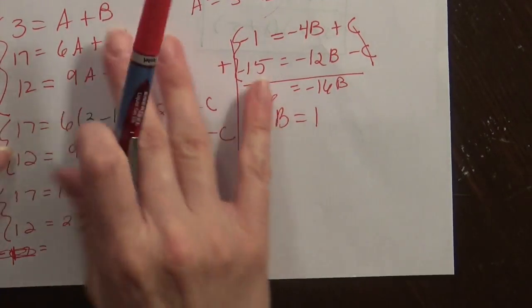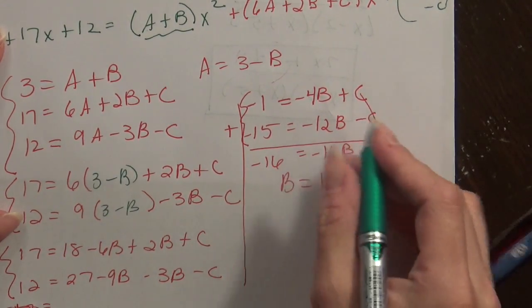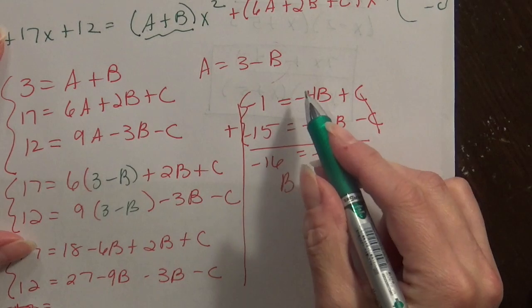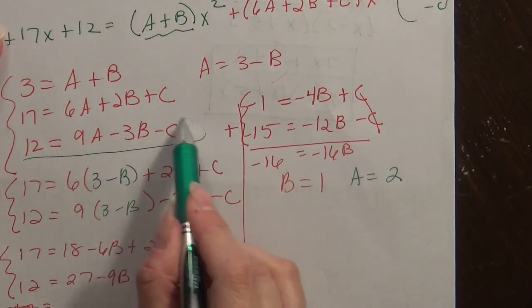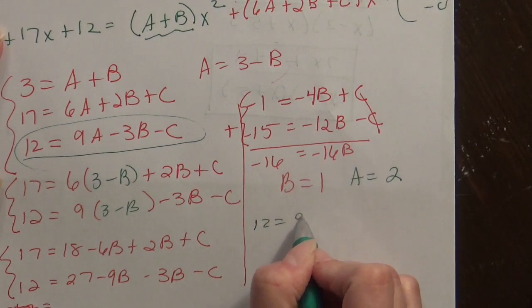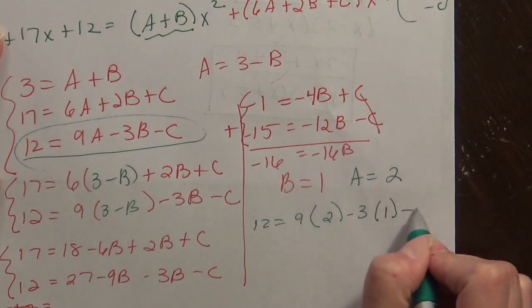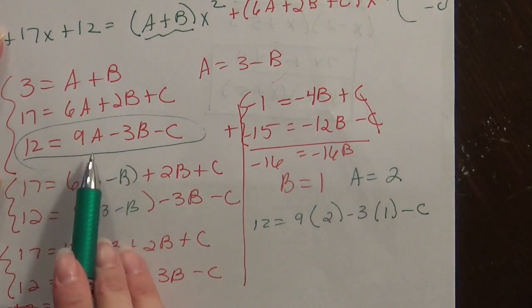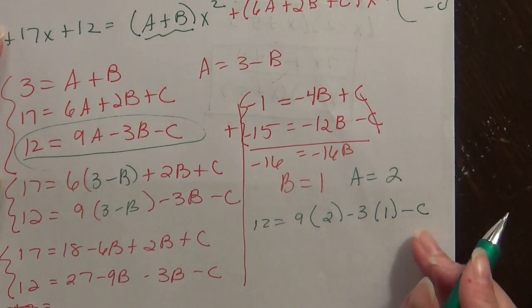And back here, I had that a was equal to 3 minus b. So that means that a is equal to 3 minus 1, or 2. And now that I have a and b, I can find c pretty easily. Go back and find an equation that's got c. So maybe you might choose this one, for example. So I could say 12 equals 9 times a is 2 minus 3 times b is 1 minus c. So I'm just substituting 2 here for a and 1 here for b to give me this equation. And I can solve that for c.